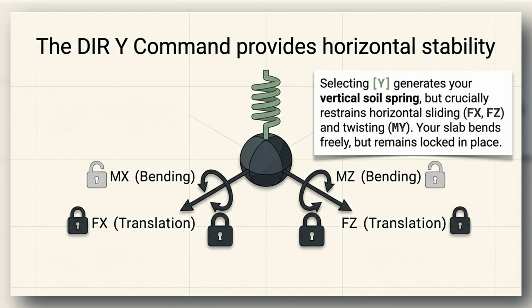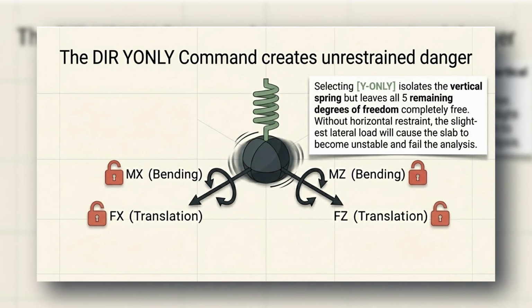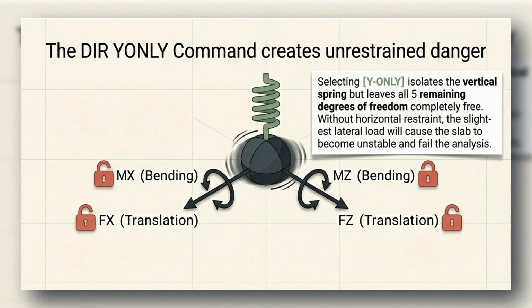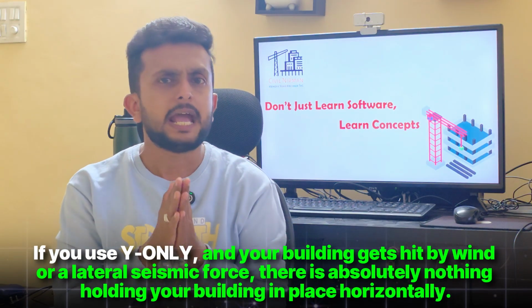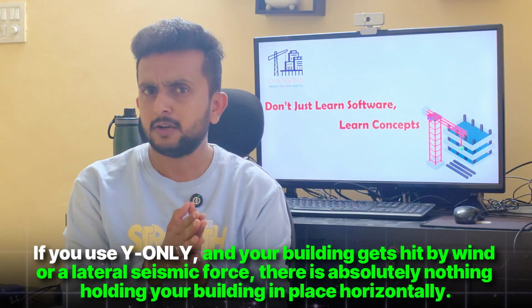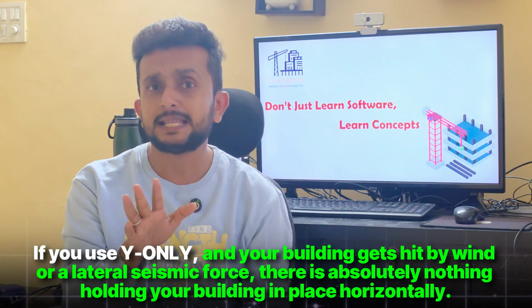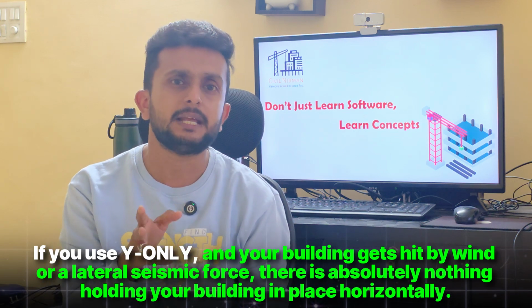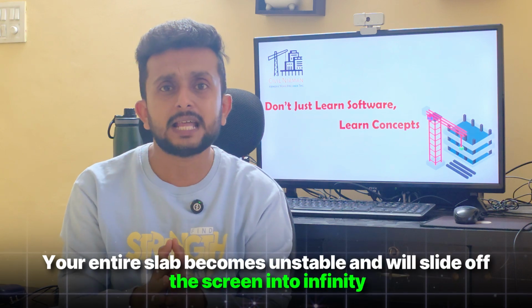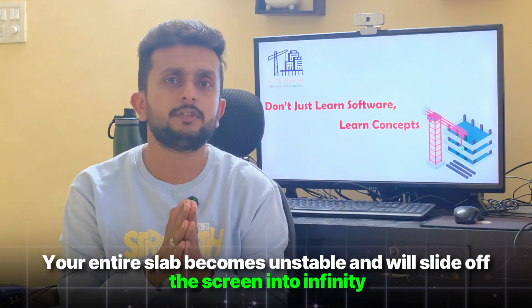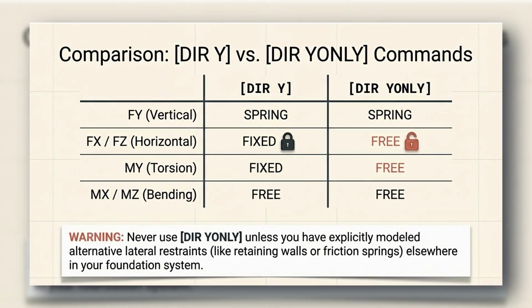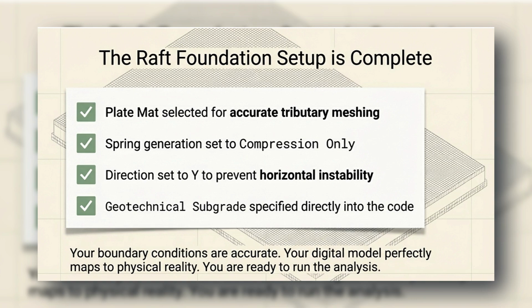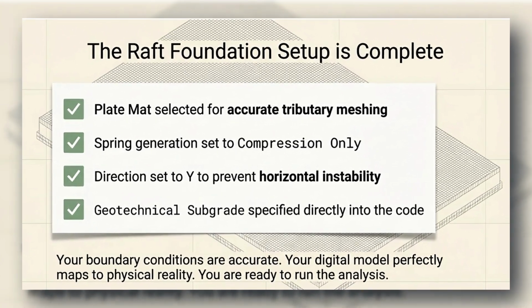If you choose Y only, the software generates a vertical spring in the Y direction, but it leaves all the remaining 5 degrees of freedom completely unrestrained and free. So if you use Y only and your building gets hit by wind or lateral seismic forces, there is absolutely nothing holding your building in place horizontally, and your entire slab becomes unstable and will slide off the screen into infinity. So always ensure your model has lateral stability. For standard rafts, use Y to prevent horizontal instability errors.